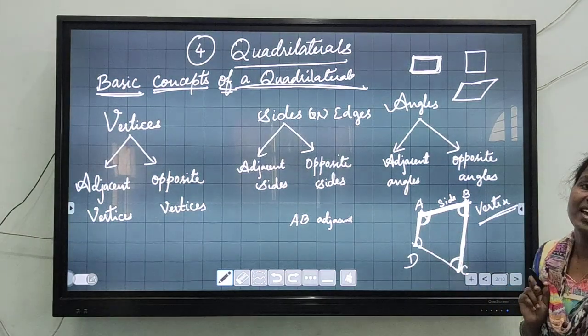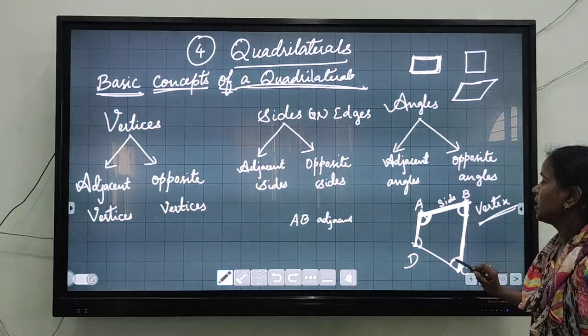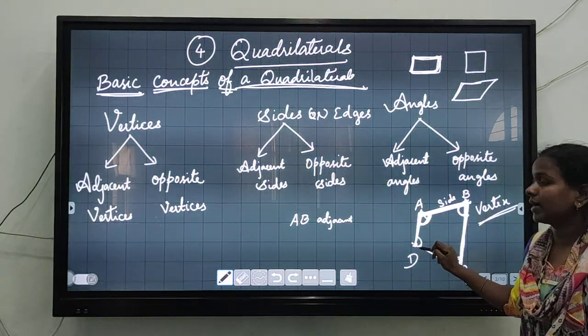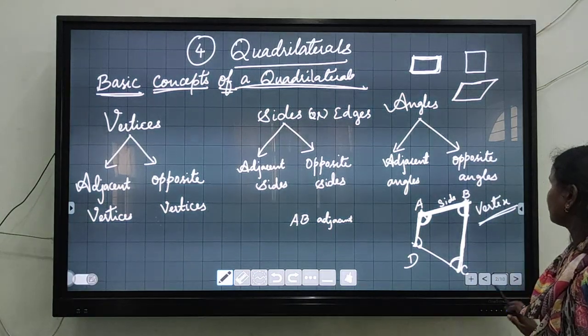In the same way, opposite angles. Angle A is opposite to angle C. Angle D is opposite to angle B. That is called opposite angles.